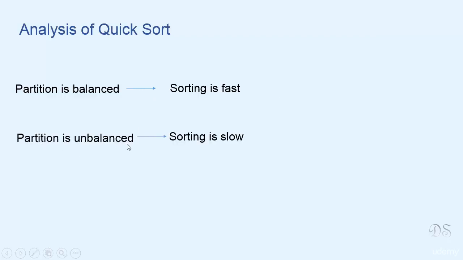Now, this performance of quicksort depends on the relative size of the two sublists that are formed. If the partition is balanced and the two sublists that are formed are of almost equal size, then the sorting is fast. And if the partition is unbalanced and one sublist is much larger than the other one, then the sorting is slow.